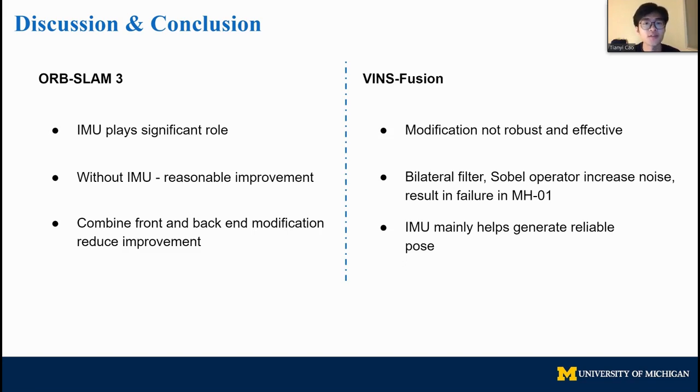And in VINS-Fusion, our modification is not quite effective and does not get a robust performance. The bilateral filter and Sobel operator increase the noise, which results in a localization failure in the MH1 dataset experiment. But this modification will not influence the IMU, and the IMU will always help to generate a reliable pose.